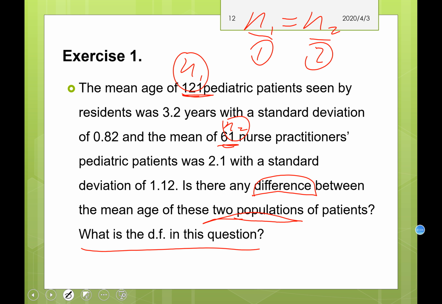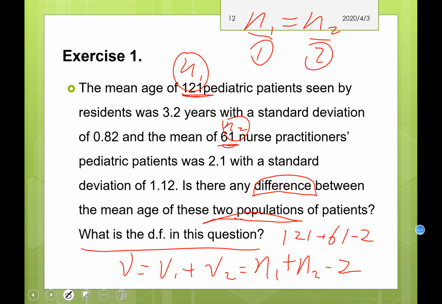Okay, so here is another question. What is the DF in this question? Now, we already know that the question is about independent samples t-test. So we said that the DF nu equals nu1 plus nu2. So it equals n1 plus n2 minus 2. So here it is 121 plus 61 minus 2. So it's 180.